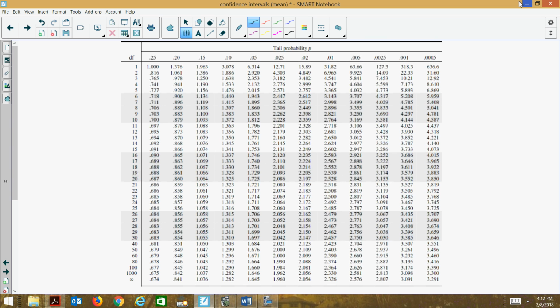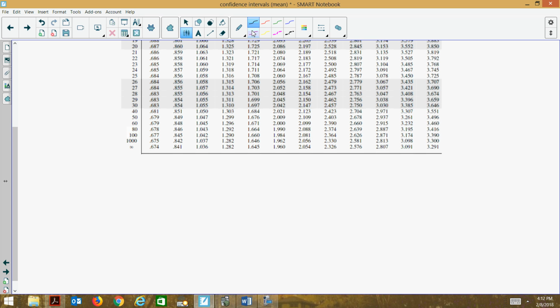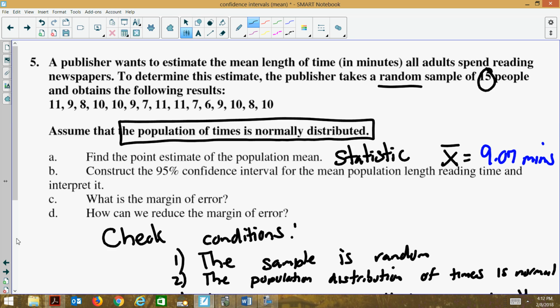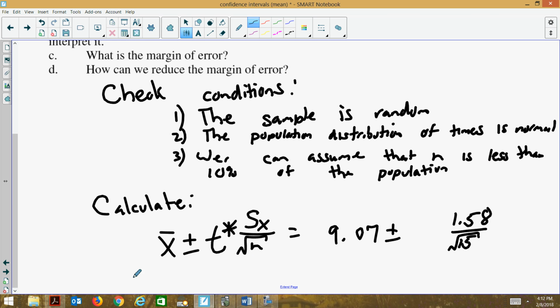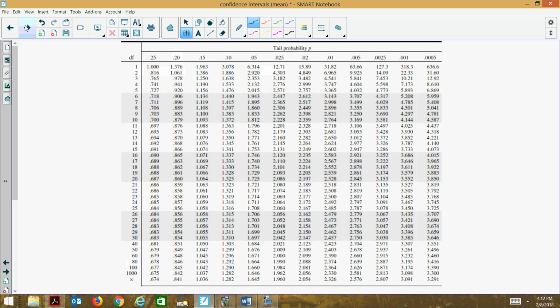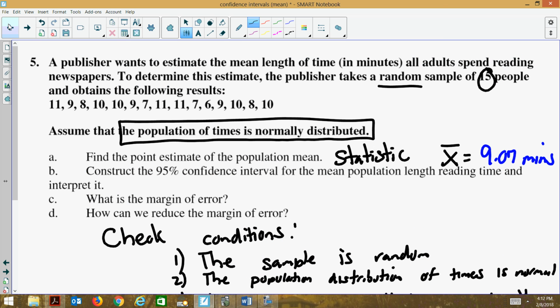So first, we need to find out what our degrees of freedom is, which in this problem was our sample size, 15 minus 1 equals 14. So when you're completing these problems, make sure you write down what the degrees of freedom is. So degrees of freedom is equal to 15 minus 1, which is 14. Now that we know our degrees of freedom, we're able to find our critical value, which is equal to 2.145. 2.145 would have a 95% confidence level. And it's as simple as that.